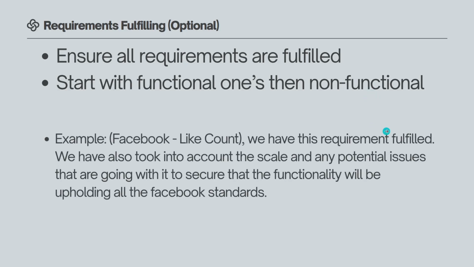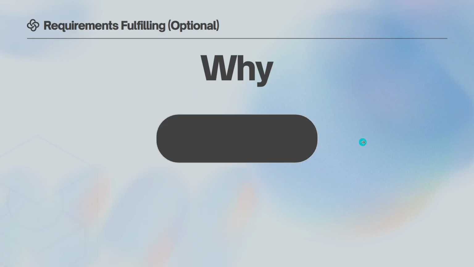So just for this example, for the like count, you can mention, okay, we fulfilled this requirement. This is the API that we have. We took into account the scale and some potential issues, and to secure the functionality so that we are upholding these Facebook standards. And just to give a summary of what you did, and to ensure that you have this common understanding with your interviewer. And it also ensures you, oh, maybe you forgot about something, or maybe you did not.